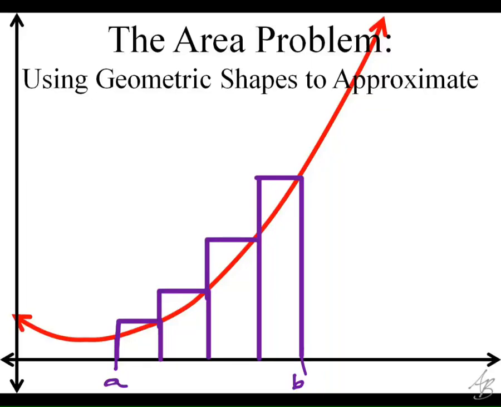Some things to keep in mind with this. So this is just generic. It doesn't matter if we're doing the left rectangles, the right rectangles, trapezoids, midpoints. Some things that we need to know about this. First of all, we're going to use the letter N to represent the number of rectangles. Anytime we use N for something like this, it's going to be the number of rectangles.